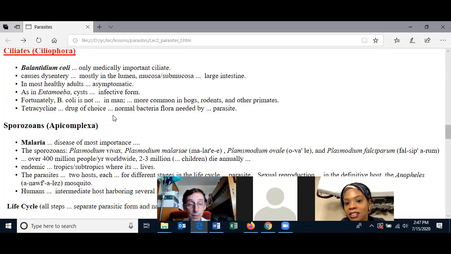Fortunately, Balantidium coli is not that common in humans. It can occur, but it's more common in hogs, rodents, and other primates. And you know, I don't have where this one is found. I think it's mostly found in third world countries.